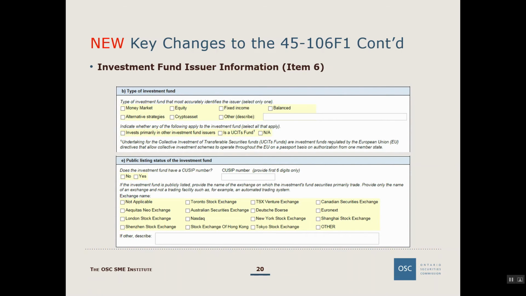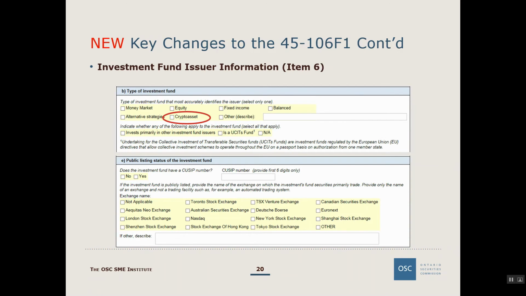We made corresponding changes to Item 6 of the form for investment fund issuers. Given the increase in the number of offerings in the exempt market by issuers that invest in crypto assets, we have amended Item 6B of the report to require filers to identify where the type of investment fund that most accurately identifies an investment fund issuer is a crypto asset investment fund.